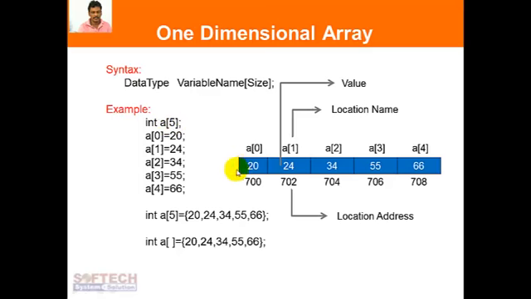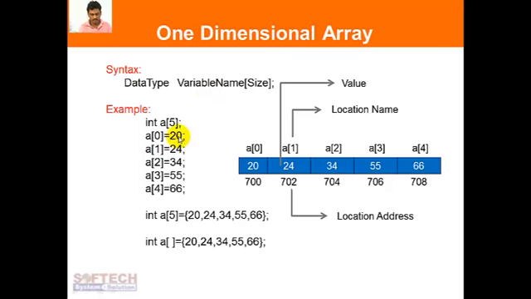This is the memory mapping of the single dimensional array. In A of 0, it starts with the 0th location and ends with 4, because the total number of locations is 5. If the total number of locations is 10, it starts with 0 and ends with 9. If the total number of locations is n, it starts with 0 and ends with n minus 1. So totally 5 values: A of 0, A of 1, A of 2, A of 3, A of 4.